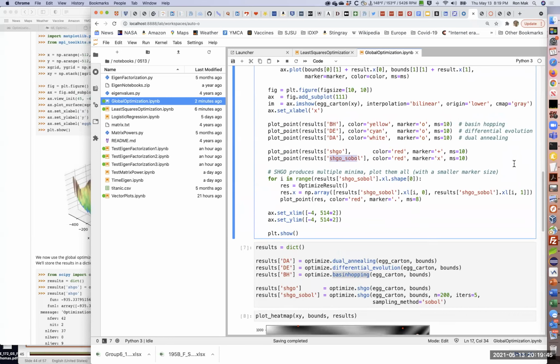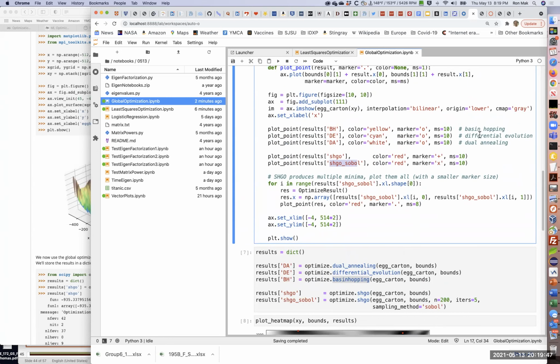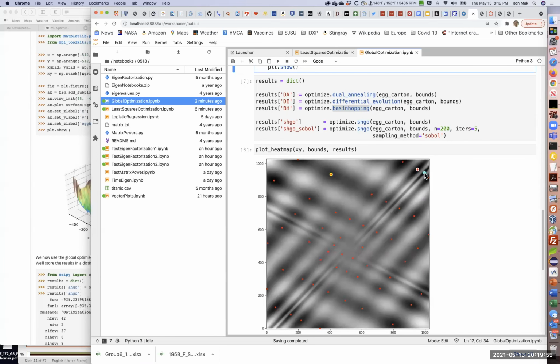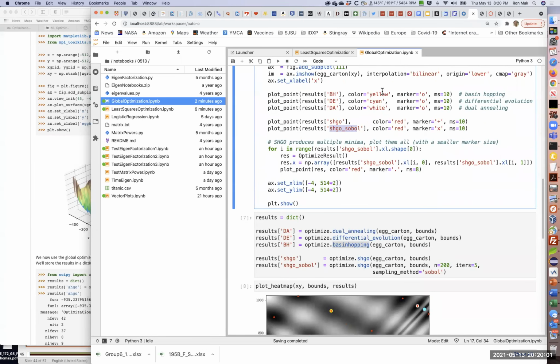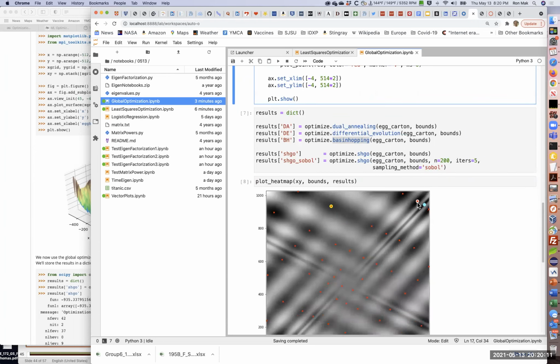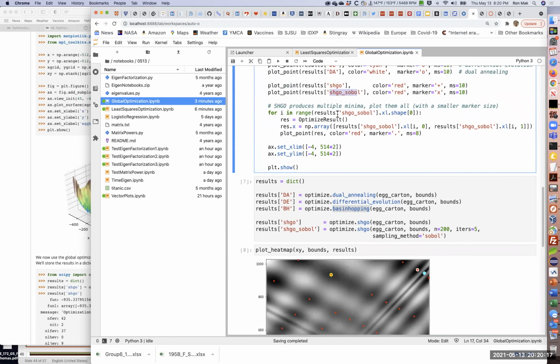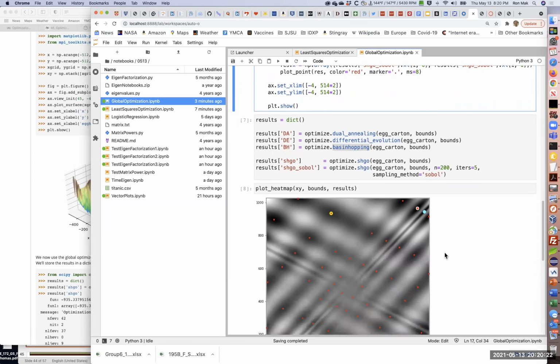So basin hopping, differential evolution, and dual annealing are these disks here. There's a cyan one, a yellow one, and a white one. And then this algorithm is using these plus and X markers. So we see the plus here, and there's an X, and this algorithm is also giving us a list of all the local minima, and that's what these dots are.